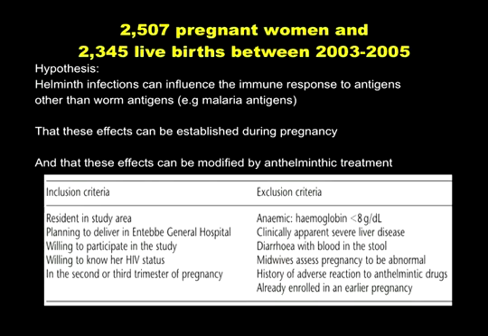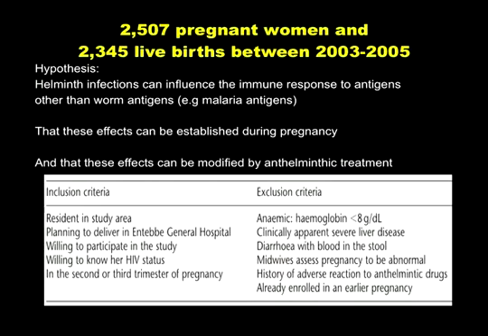The hypothesis for the mother study was that helminth infections can influence the immune response to antigens other than the helminth antigens themselves, call them bystander antigens, that these effects can be established during pregnancy, and that these effects might be modified by anthelminthic treatment.